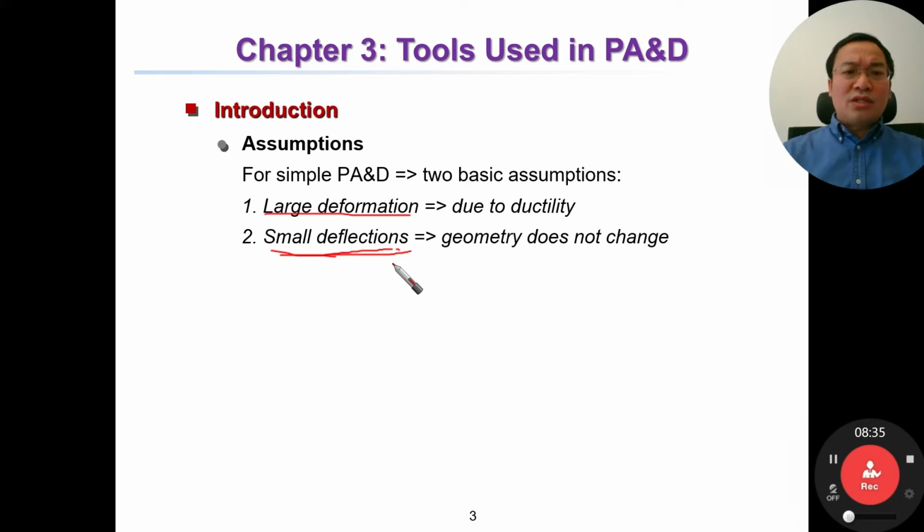In the whole structure, we assume the deflection is small enough to maintain the shape of the structure, or the relationship between the displacement and the force. So those are the two assumptions.